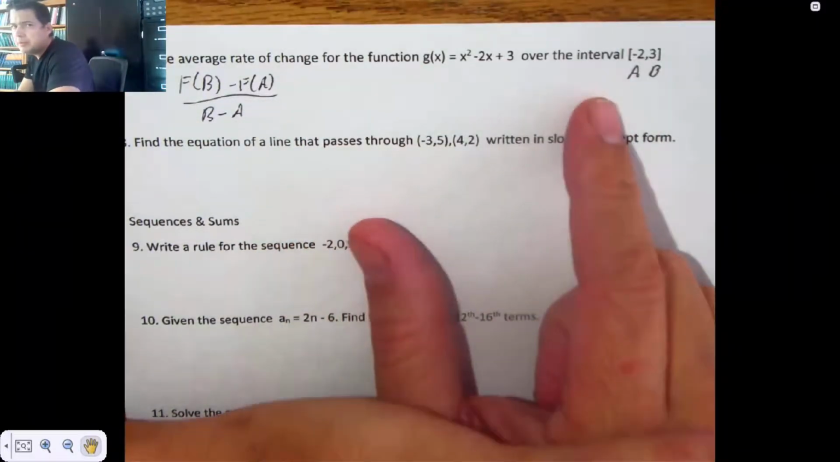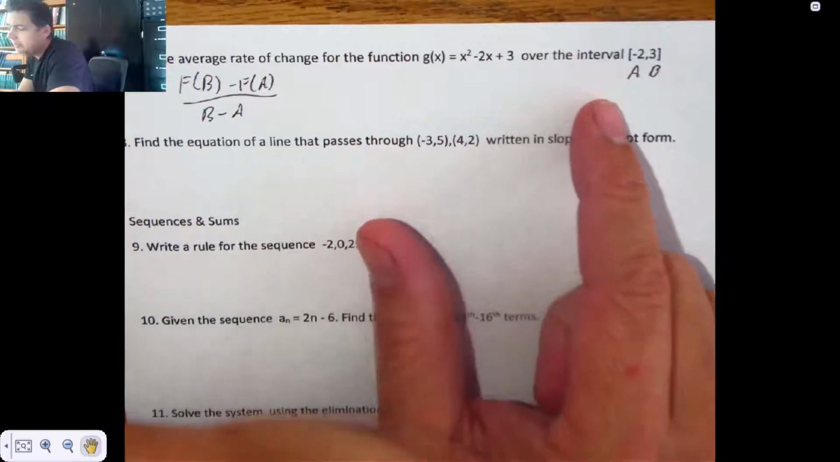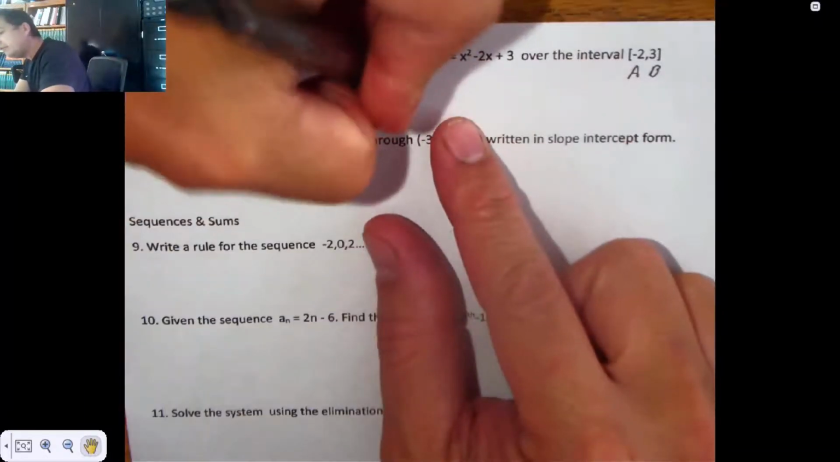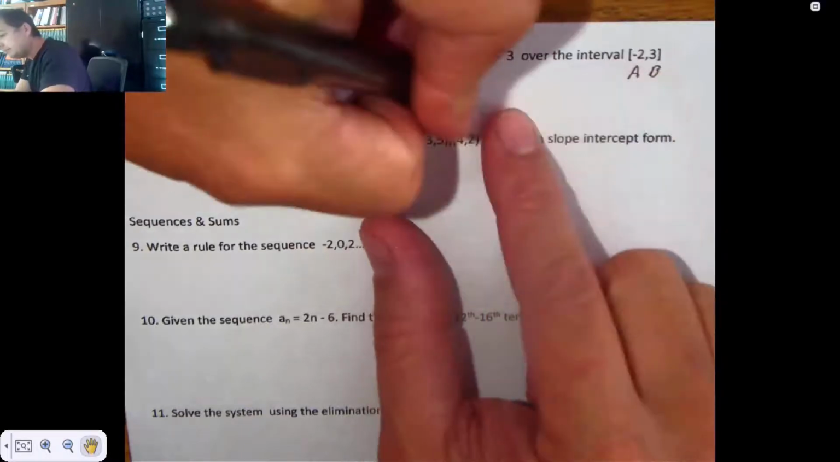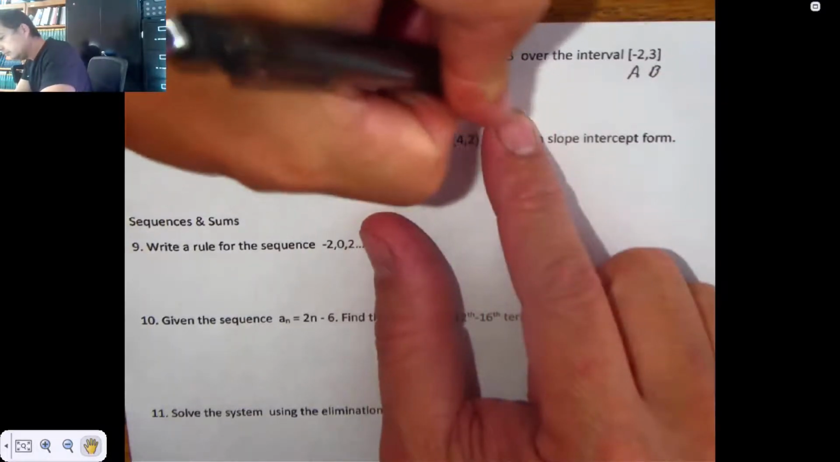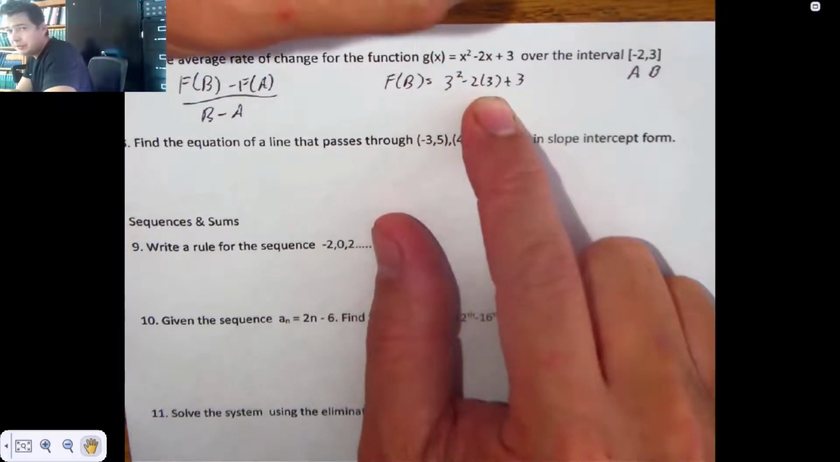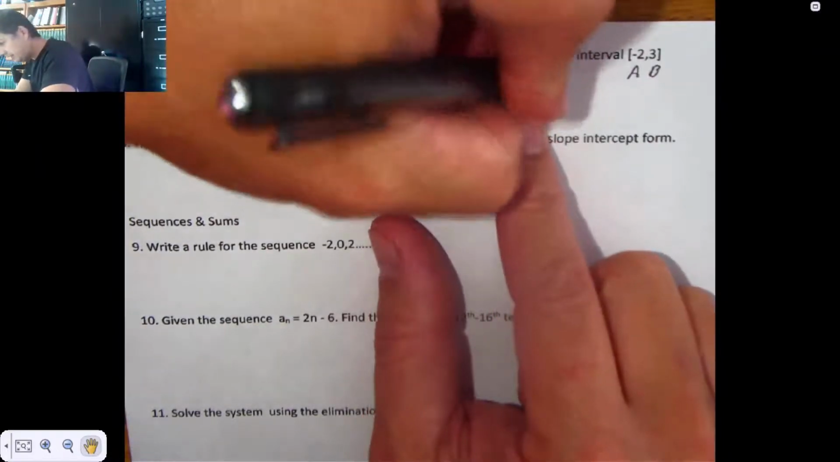I think this has been a bonus question up till now, so now you gotta know how to do it. I'm sorry if you never learned it. To find f of b, I plug in a 3. That's going to be 9 minus 6, which is 3. Add 3, I get a 6.